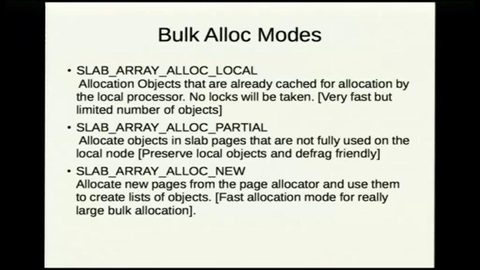If you do the first one, it will drain all the per CPU objects, and the next alloc will have to go through a page allocator or some other mechanism to get new slab pages and new objects because they're all gone. If you don't want to impact that, you can do slab alloc partial and just drain the partial pages for each node. And so this is good because it preserves local objects, and also it's defrag friendly because all the holes that you have in slab pages are being filled up. So nice, a side effect here.